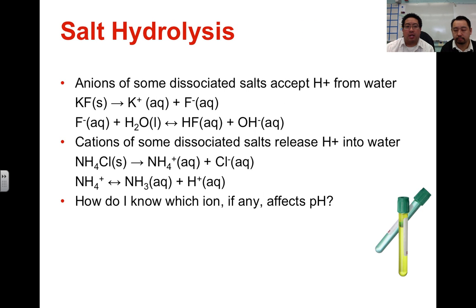We also have salt hydrolysis. So some anions from some dissociated salts are capable of accepting hydrogen ions from water and forming different kinds of acid or bases. Similarly, cations from some salts can release hydrogen ions into water. And you can figure out which ones are going to affect the pH in what direction, generally by looking at what the products are. So if it's producing hydroxides or hydrogen ions. Well, this is after the fact. How do I know this could happen in the first place?